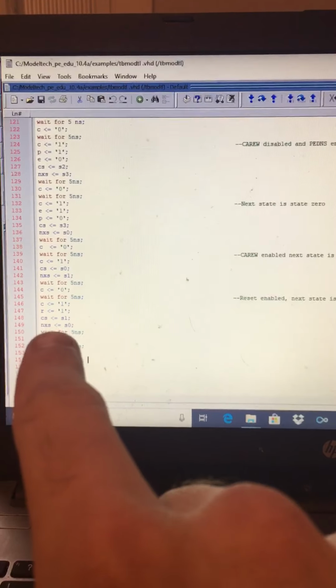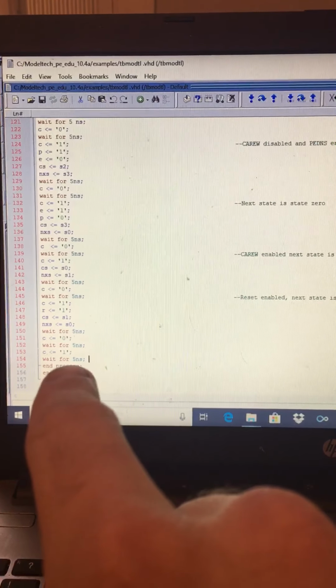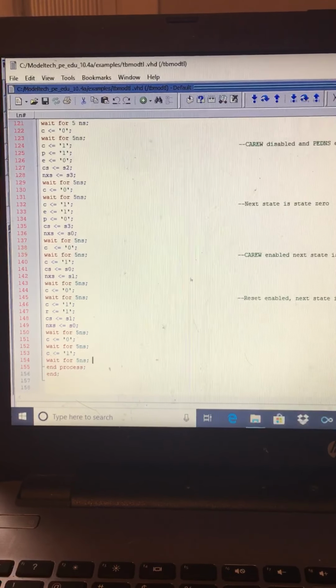Reset is enabled, so the next state is state 0. And that ends it for the test bench.